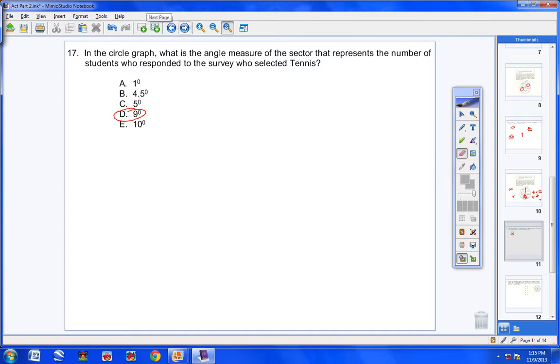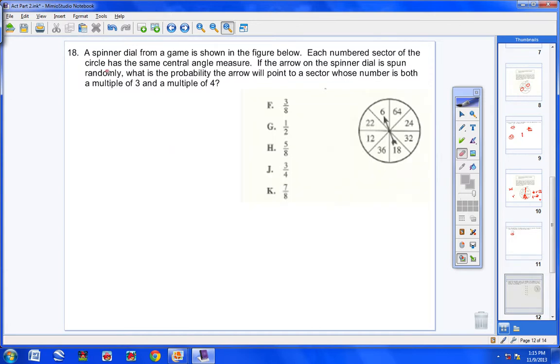Okay, all right, let's take a look at number 18. A spinner dial from a game is shown below. Each numbered sector has the same central angle. In other words, what they're saying there is there's no space bigger than another. All of these spaces are the same, so every number has the same chance of being landed on. Okay, all right, let's continue on.